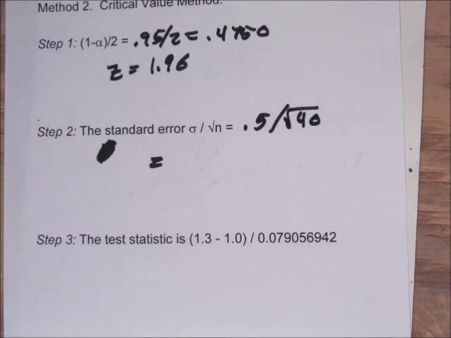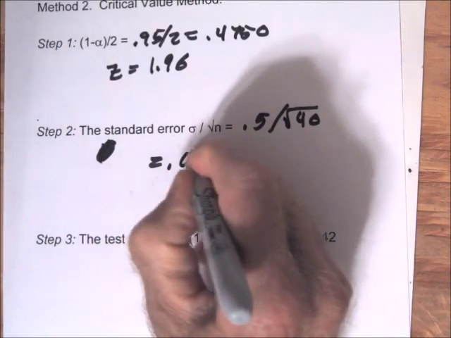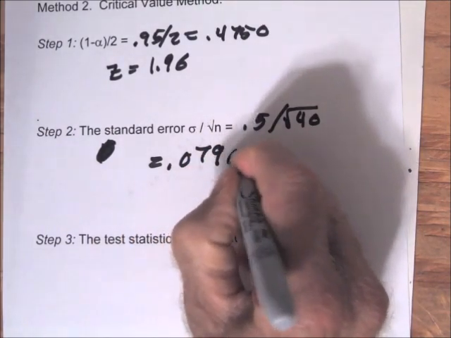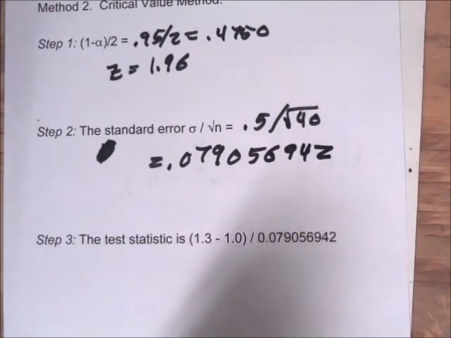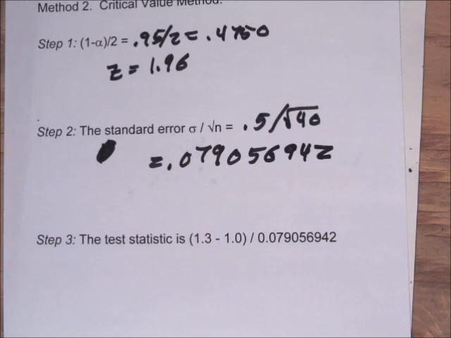0.5 divided by the square root of 40 is 0.079 something. Okay, so I'll store that in memory.